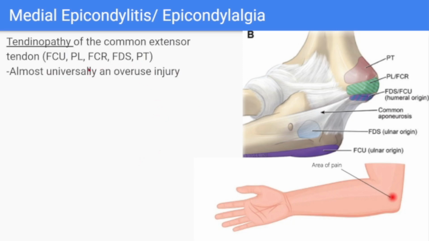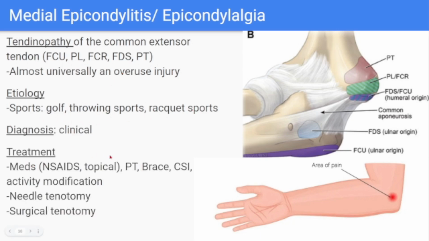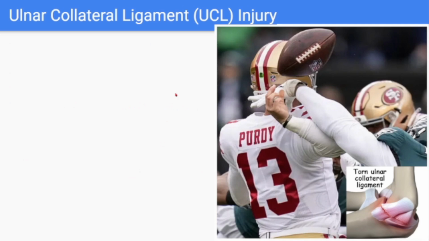And it is tendinopathy of the flexors of the wrist and forearm, okay? Same treatment plan, okay? Causes a little bit different, but still racket sports. You treat it almost exactly the same. Ulnar collateral ligament injury, okay?